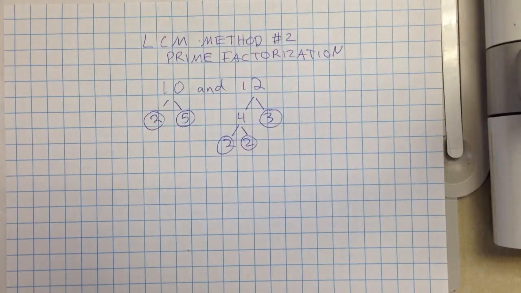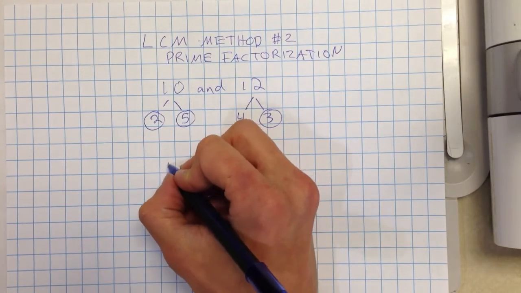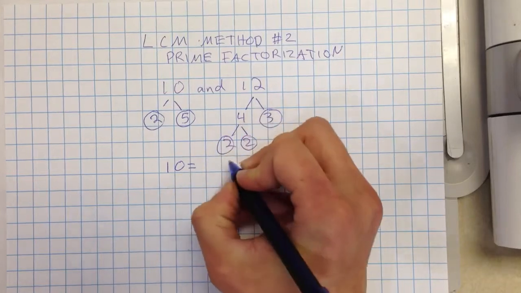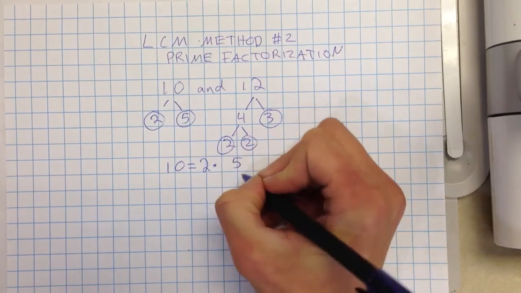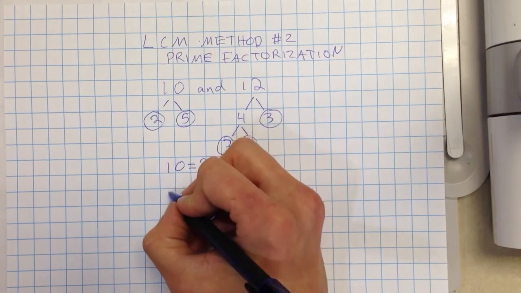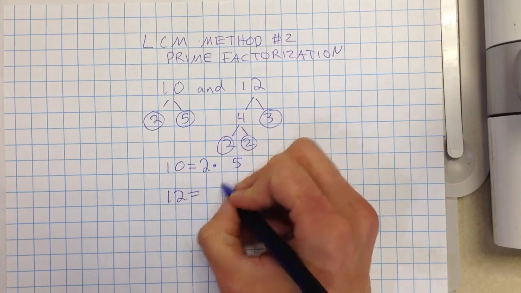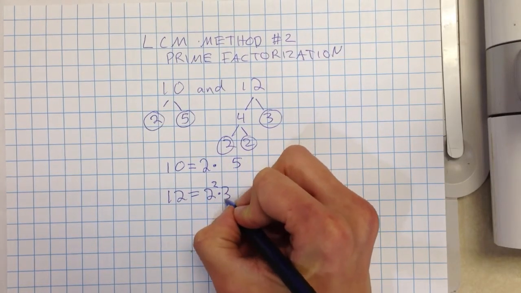Now here's where it starts to differ from using prime factorization when we were finding the GCF. When we write out the factors, we're going to use exponential notation. So for 10, I'm going to list 2 times 5. And then for 12, I had two 2s, so that's 2 squared, and I put times 3.